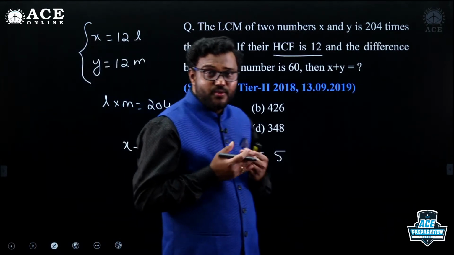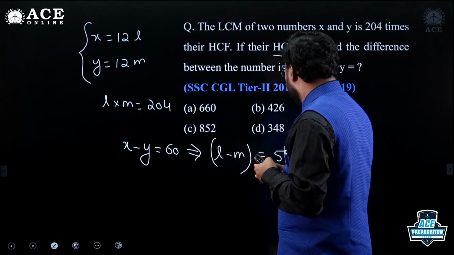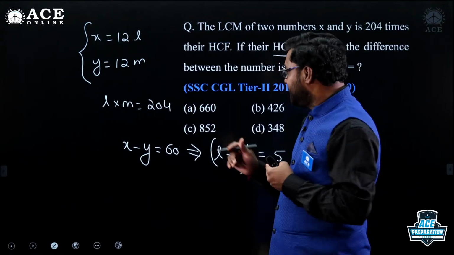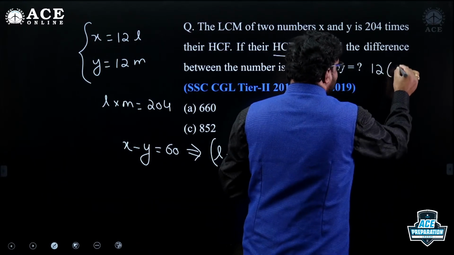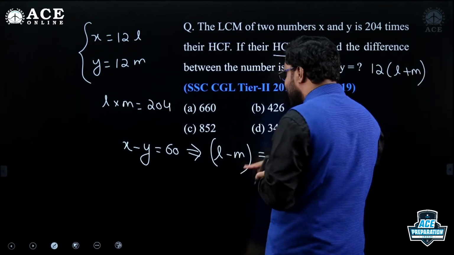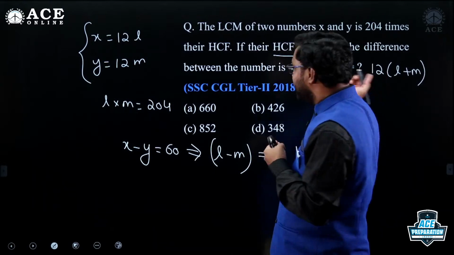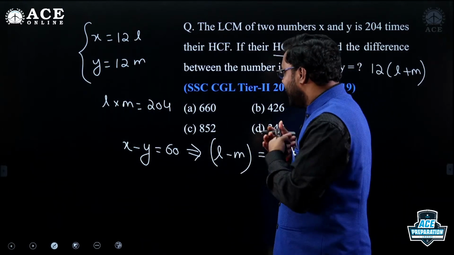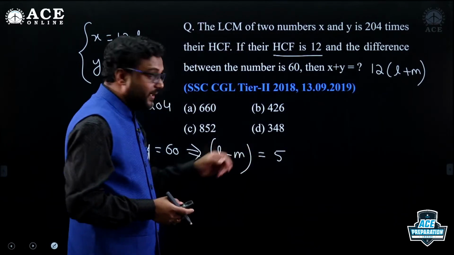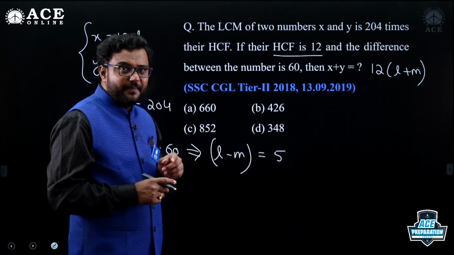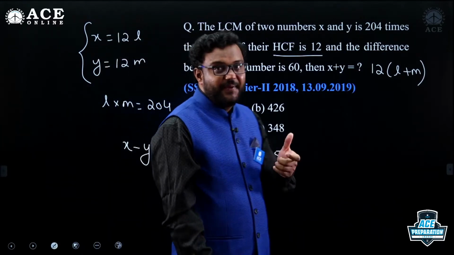Okay, now the two numbers' product is 204, and the difference between them is 5. Now they are asking x plus y, which is 12 into L plus m. We know L minus m and L into m. We should calculate L plus m. If you know that, then 12 times that is your answer, my dear friends. So how to sort it out? Two numbers with difference 5, product 204. Split this as a product of two numbers, but there should be a difference of 5.